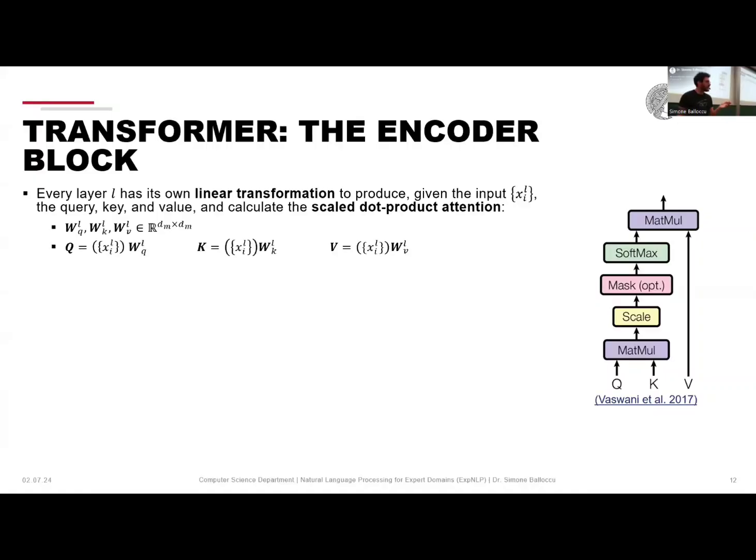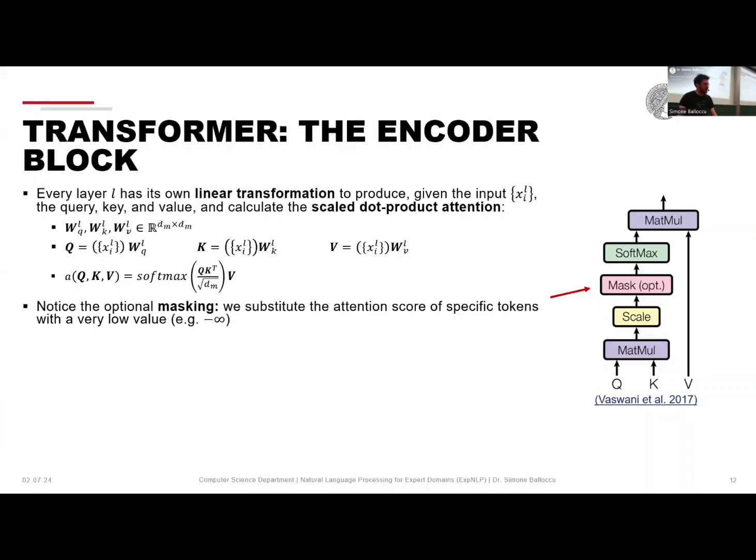We obtain the query, the key, and the value by multiplying our vector by this matrix. Basically, this is just a transformation. And then we apply the scaled dot-product attention. So again, we will take K, Q, and V, multiply them, scale by the dimensionality, and multiply by the value. This is just attention.